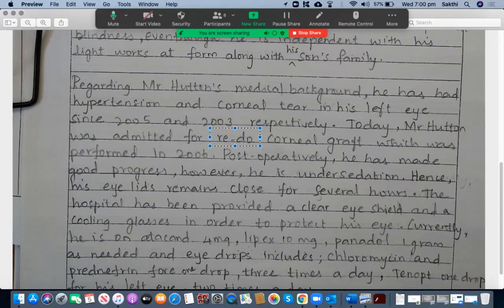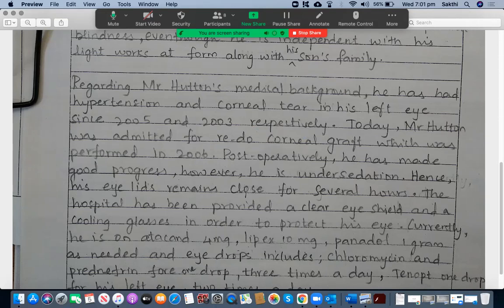Why? What is this for redo? What does this mean? Actually, the procedure. So they're going to do the same thing once again. Yeah, they just want to correct it. So he has done corneal graft once, isn't it? Yes. Okay, so they wanted to correct this, right? Yeah, again they are doing this new procedure. Okay, so you should say he was admitted for corneal graft.